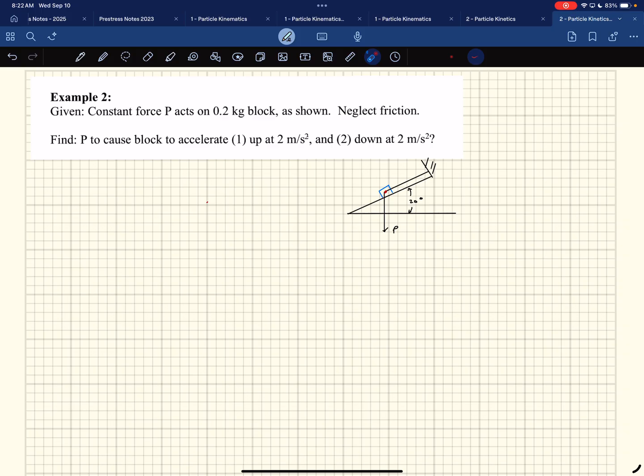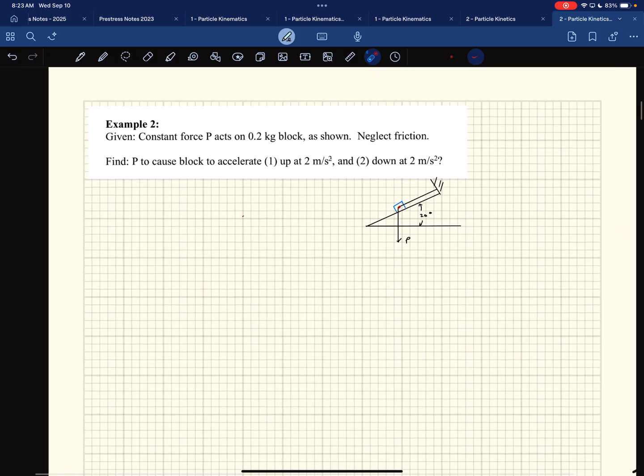It tells the slope of it. If I pull down with a force P, and I pull hard enough, I can make this thing go up the ramp. And if I let go of it or I pull less, I can let it go down the ramp. So this problem asks what applied P do I need in order for this to accelerate up the ramp at 2 meters per second squared, and what P is required for it to go down at 2 meters per second squared. It also tells you that if I didn't apply any P force, it would fall down with a faster acceleration than 2 meters per second squared.